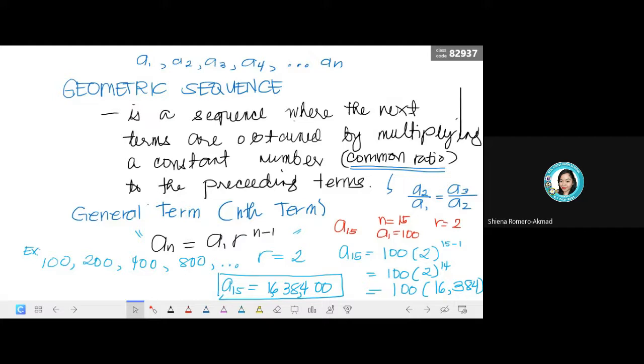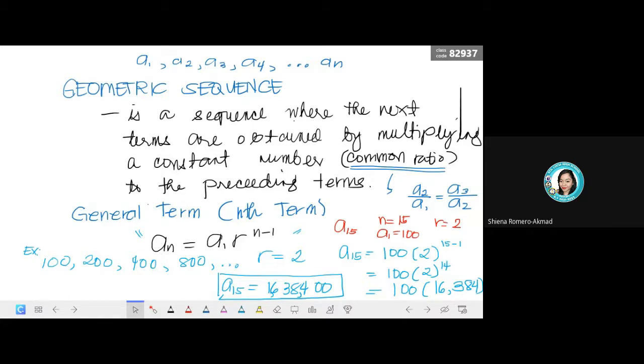Lalo na dun sa ating mga susunod na lesson, the geometric mean and geometric series, there is also a formula that you have to remember. Okay, kaya huwag kakalimutan na tandaan itong mga formula na ito.